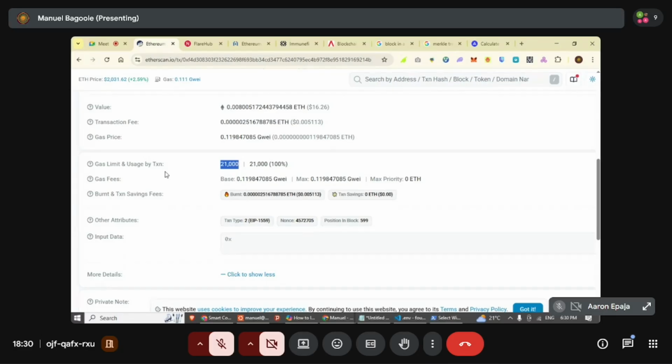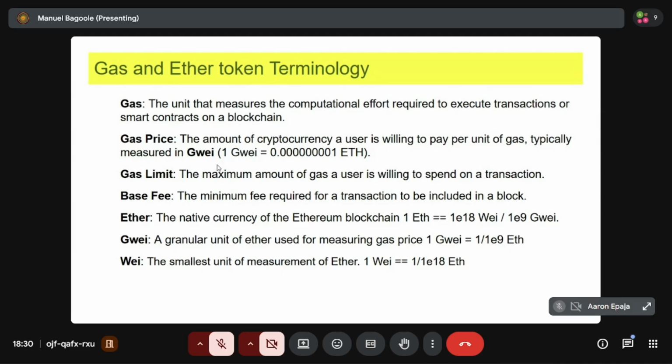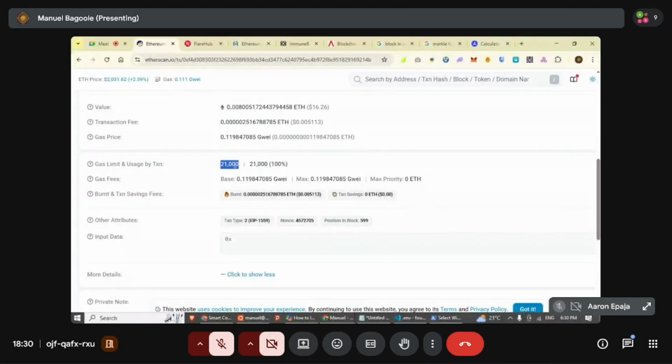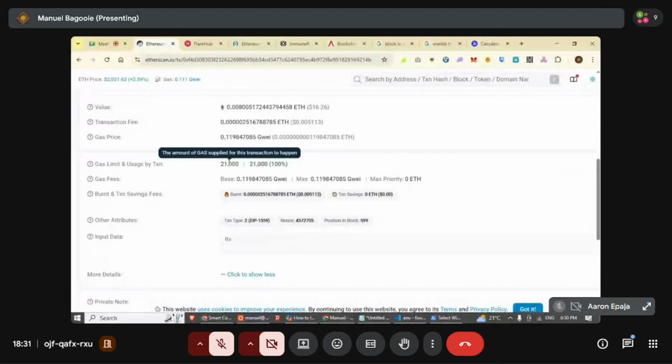So yeah, now we know what gas is. We know what gas price is. Gas price is the amount of cryptocurrency a user is willing to pay per gas unit, typically measured in wei. So each of these 21,000 units is worth this amount in wei for you to use it. So you multiply to get the actual gas fees. Multiply this by that to get the actual gas fees.